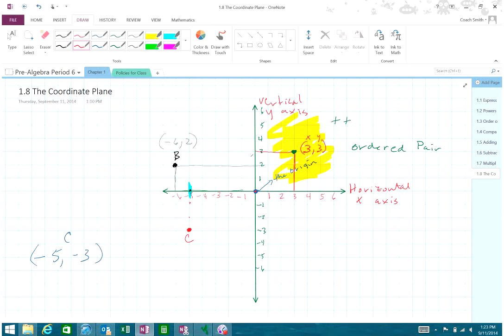So I started at 0. I went to the left 5 units because -5. And I went down 3 units because of -3. Okay?